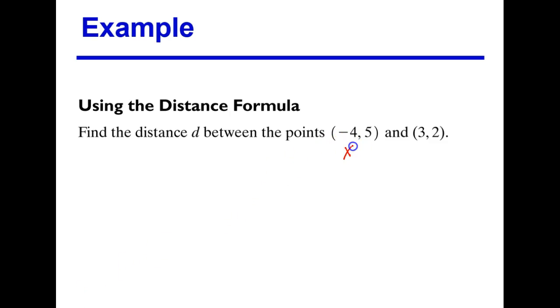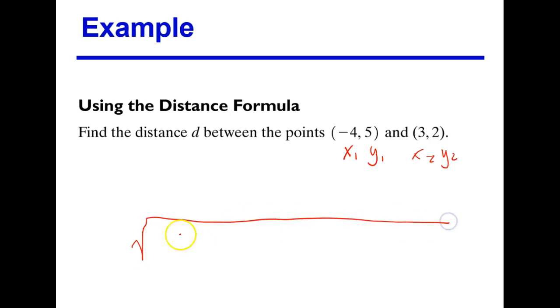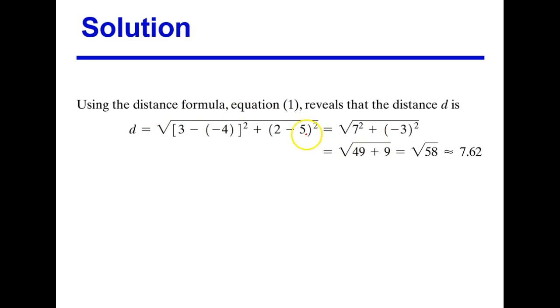So here I have an x1, y1, and an x2, y2. Let's look back at what the actual distance formula is. The distance formula is the square root of x2 minus x1 squared plus y2 minus y1 squared. Now that I have this written down, I can plug in the information I'm given from my two points, and here's what I end up with.